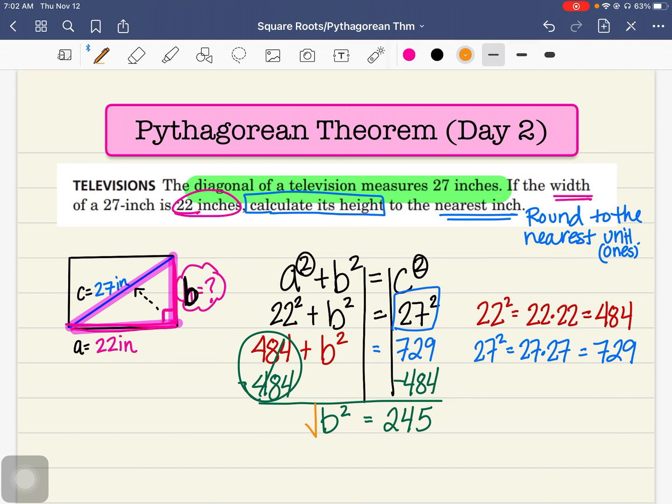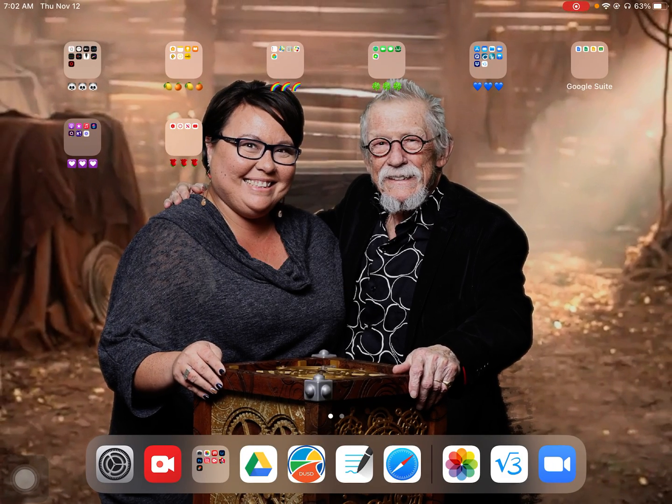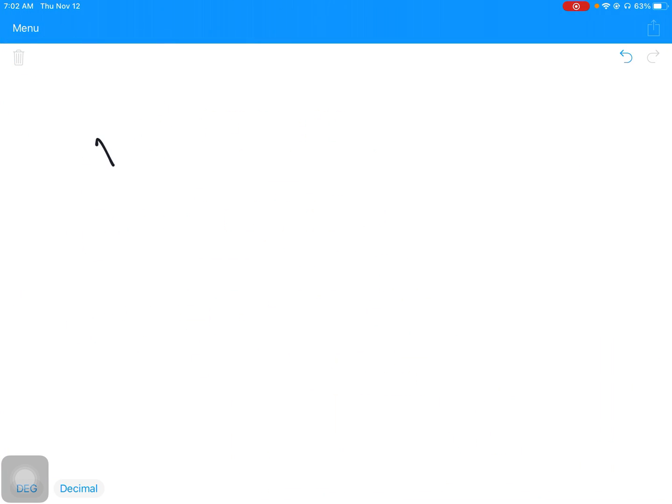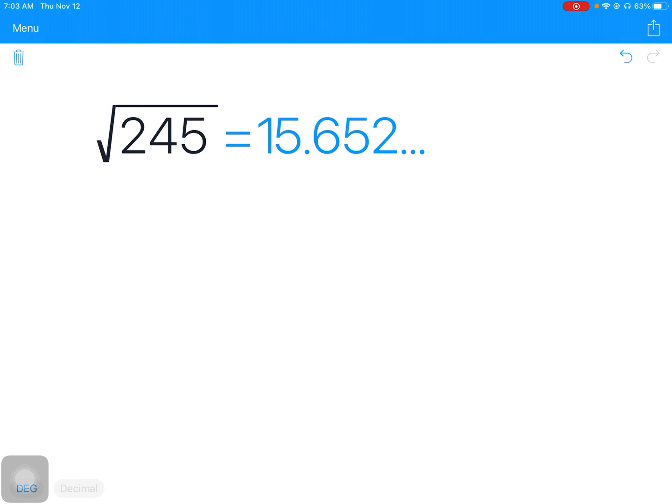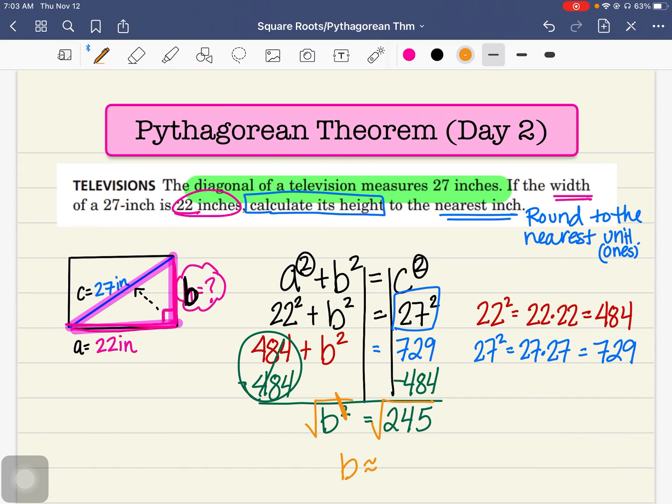We're almost done. The last thing we need to do is square root both sides. The square root of 245 is about 15.65. Now, they want us to round to the nearest one, or the nearest inch. So that means I'm going to the ones place, which is right here.